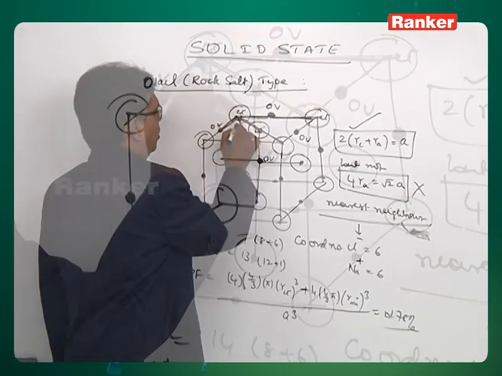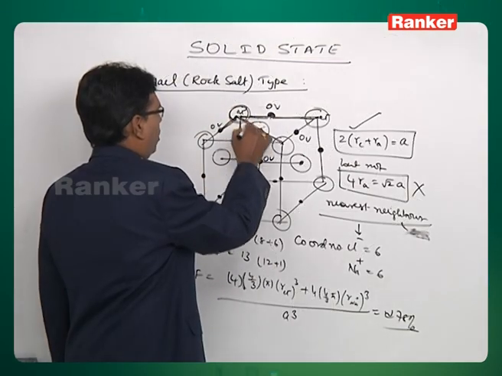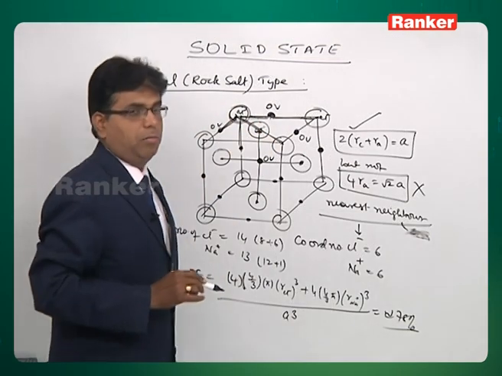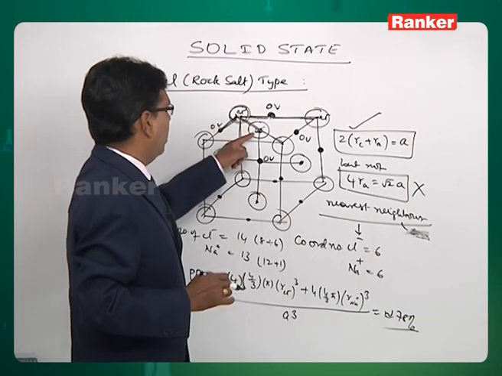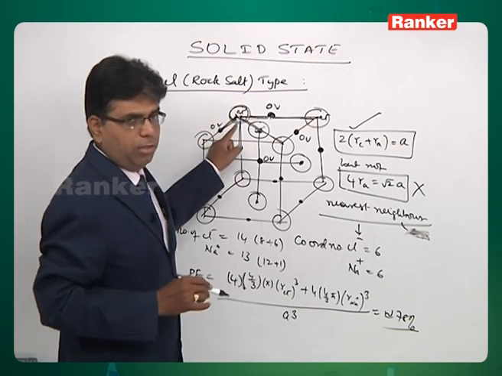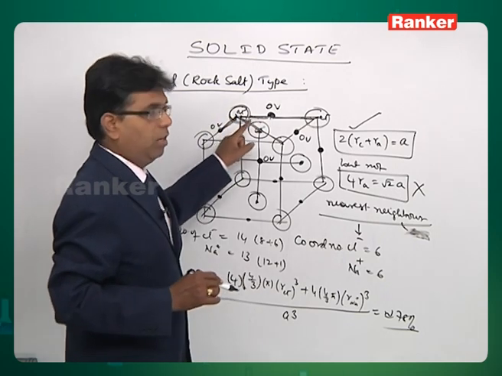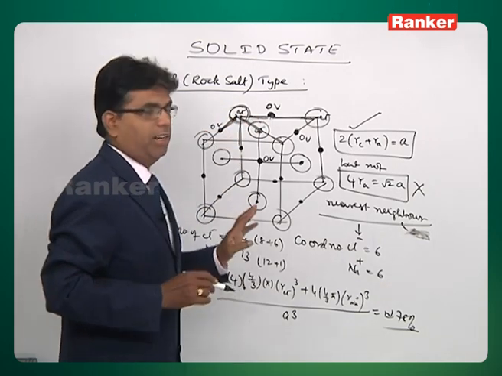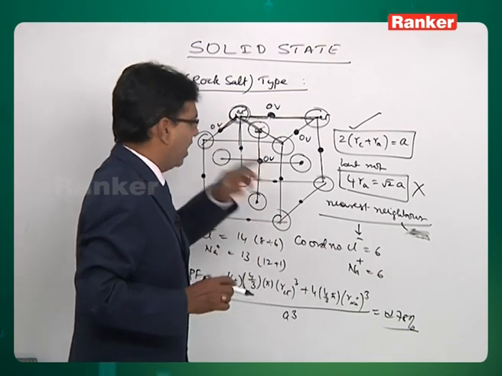Now, this particular chloride ion is surrounded by how many such chloride ions? Here you will get 8, because from this corner you can have 8 such cubes, and in every case you will get one chloride ion like that. So, then it will be 8.